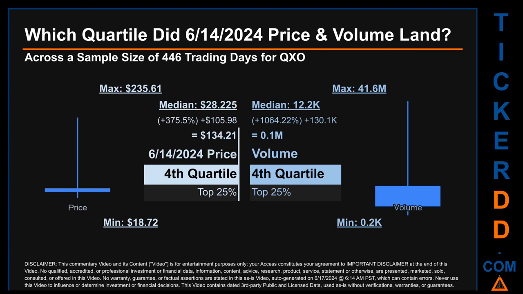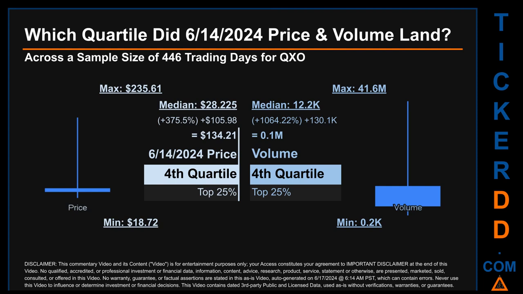Which quartile did June 14, 2024 price and volume land? Across a sample size of 446 trading days, the maximum end-of-day price for QXO was $235.61 while the minimum was $18.72. Within that price range, June 14, 2024 price of $134.21 landed within the fourth quartile, meaning that it was within the top 25% of all sampled end-of-day prices.